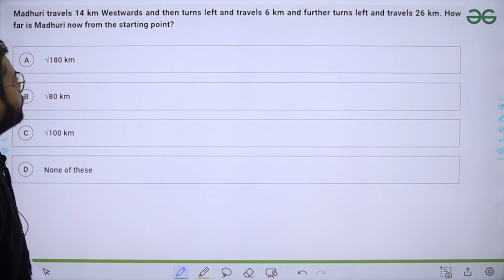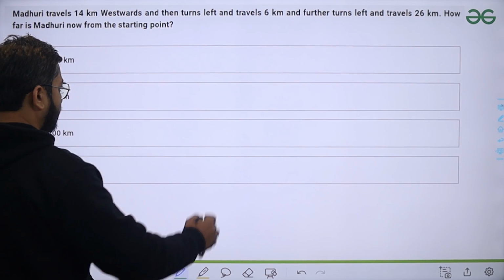मयूरी ट्रेवल 14 किलोमीटर वेस्टवर्ड एंड देन टर्न लेफ्ट एंड ट्रेवल. ओके, सबसे पहले हम लोग डायग्राम में बना लेते हैं.